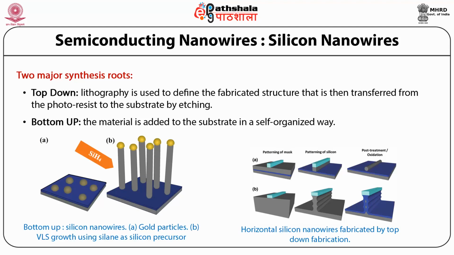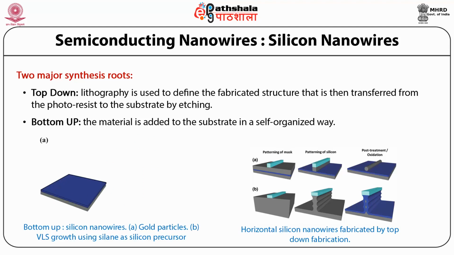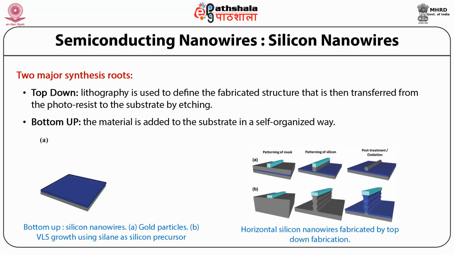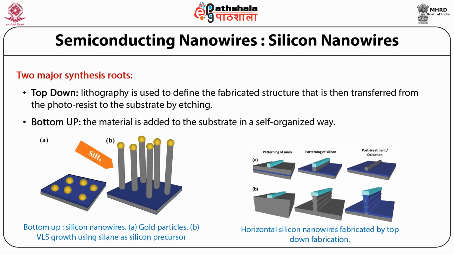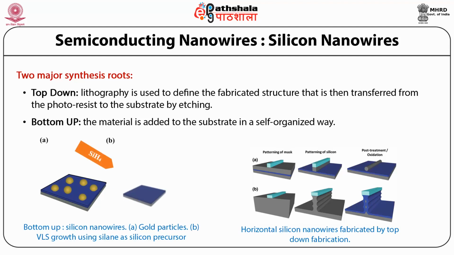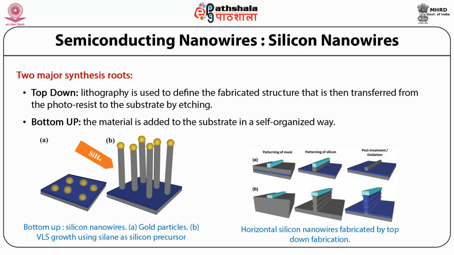In top-down fabrication, lithography is used to define the fabricated structure that is then transferred from photoresist to the substrate by etching or a similar way of structuring the already available material. In the bottom-up approach, the material is added to the substrate in a self-organized way. So these are the two techniques by which researchers can fabricate silicon nanowires.